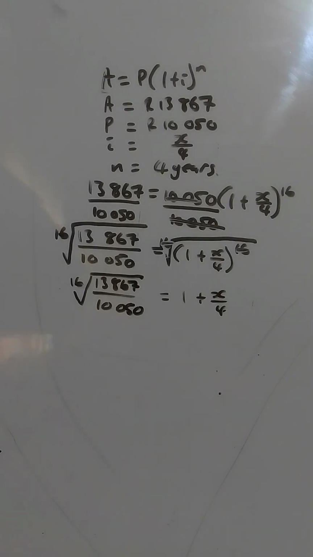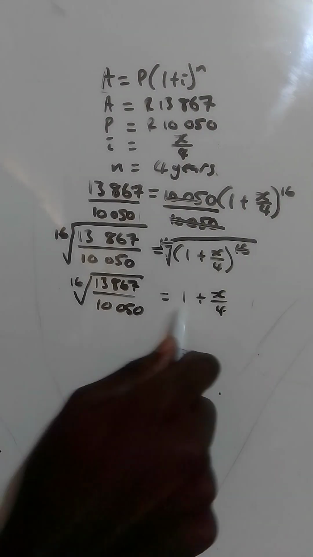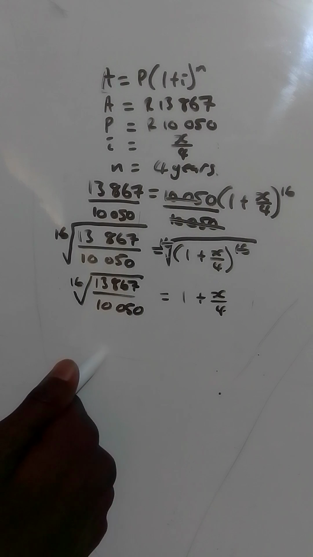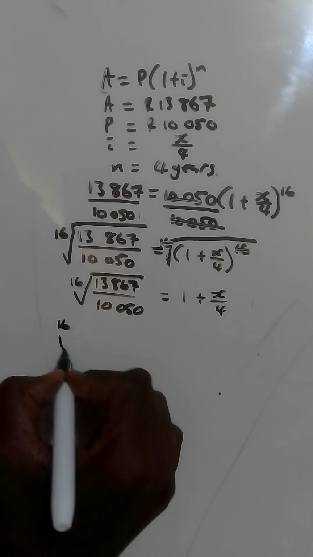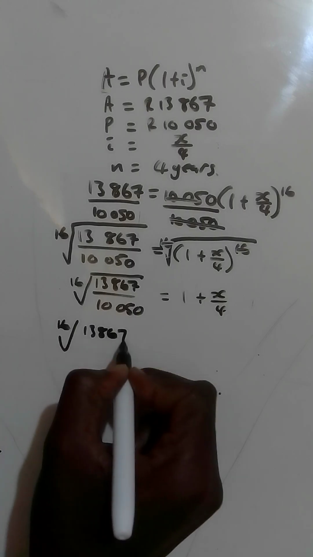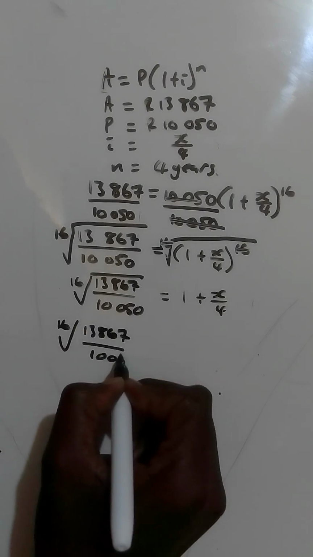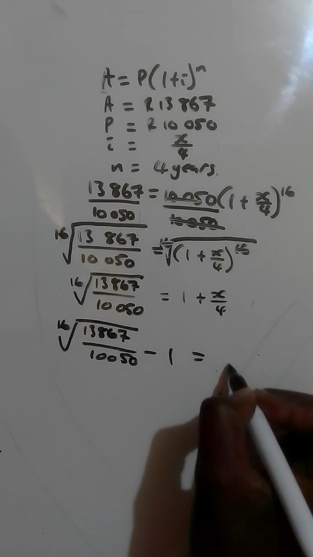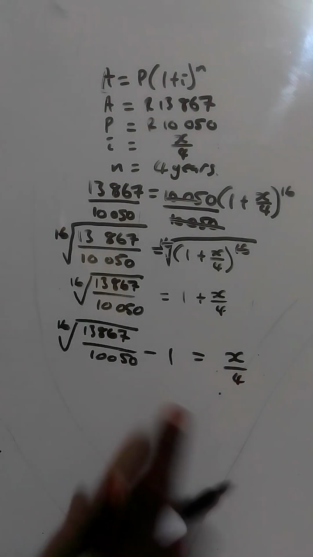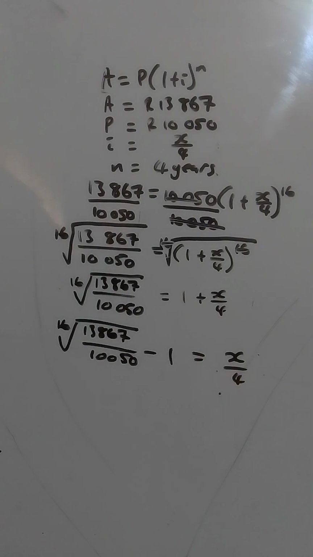All right. So from there, what am I going to do? At this point in time, I just don't want to go to the calculator and just press. Now, I'm going to transpose this 1. It was positive, it becomes negative. So now I write that I've got the 16th root of 13,867 divided by 10,050, and then I'm going to subtract 1, which is equal to x over 4. Now at this stage, I can go ahead and use my calculator. It's fine.